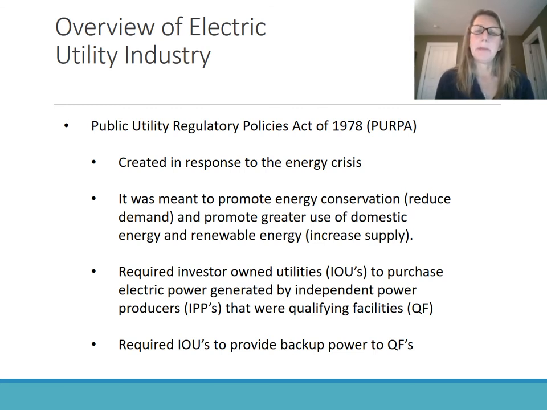But what it did, and it impacted the electric utilities the most, was it required the investor-owned utilities, IOUs, to purchase electric power generated by independent power producers. They were qualifying facilities. So basically they had to meet certain qualifications and the electric utilities were required to purchase power from them. In addition, we're required to provide backup power to those facilities.